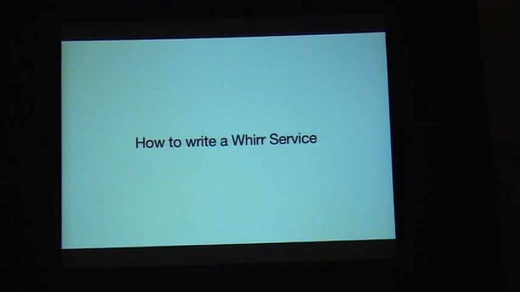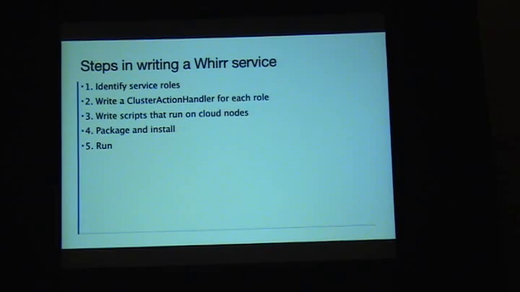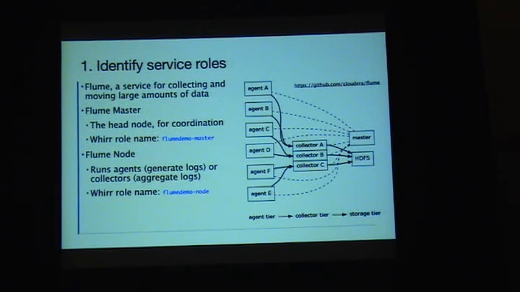So now I'm going to talk about how you could Whirr-enable your service. There are basically 5 steps in this. You have to look at your service and say, what roles do we have in the service? Then for each of those roles, you'll write a small piece of Java that will coordinate the action to be taken on the cluster. And that's in Java, running on your laptop. And then there's a part which is to write scripts that will run on the cloud itself to do installation, configuration, etc. And then it's a packaging exercise, and you can run it. So let's look at those in turn.